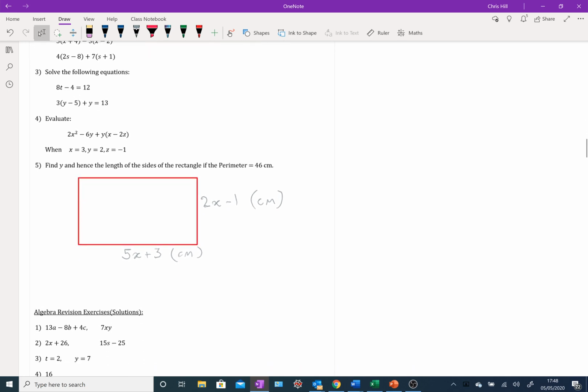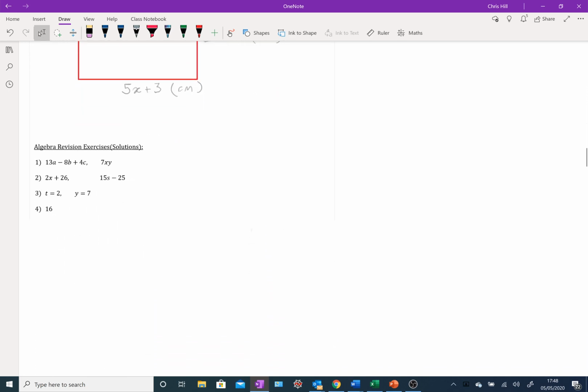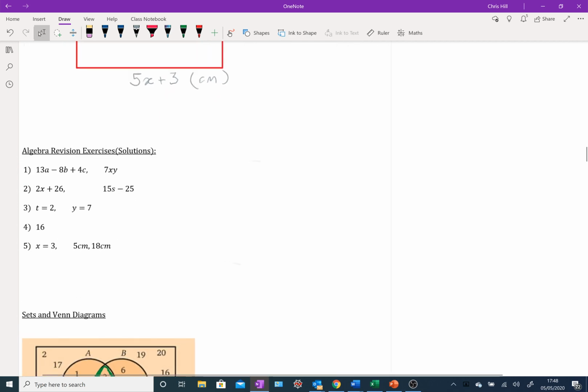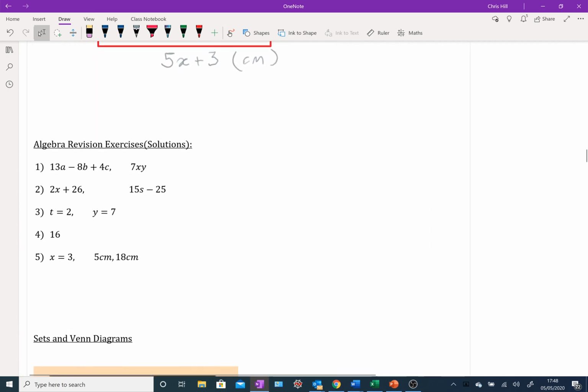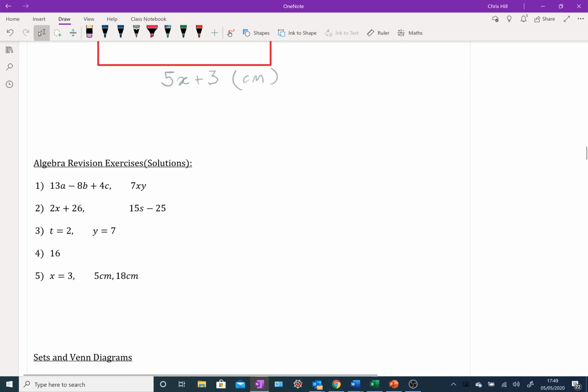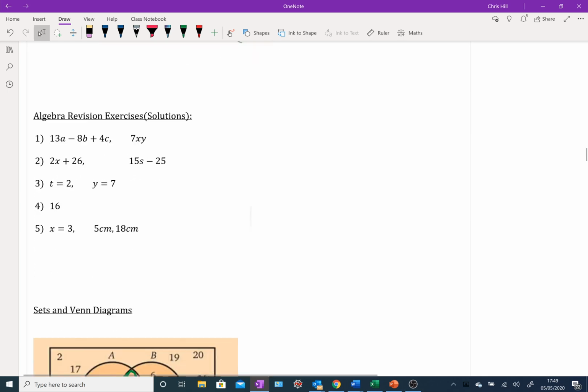Okay, so hopefully you've had a good go at that. Here are the answers to the algebra revision exercise. Just check off against what you've done, and if you made a mistake, if you can immediately see what you've done, that's fine. Just have a look at that.